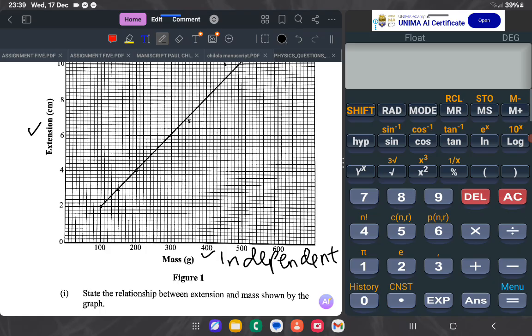And the extension is the dependent variable. Remember, the rule of plotting graphs is that unless otherwise stated, the independent variable is plotted on the x-axis, or horizontal axis, while the dependent variable is placed on the y-axis.